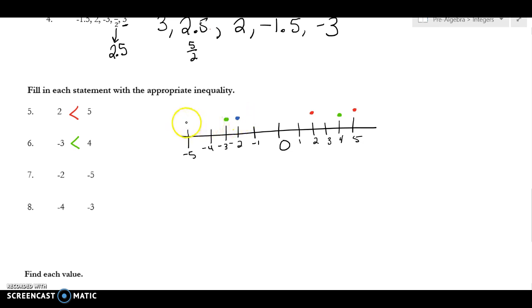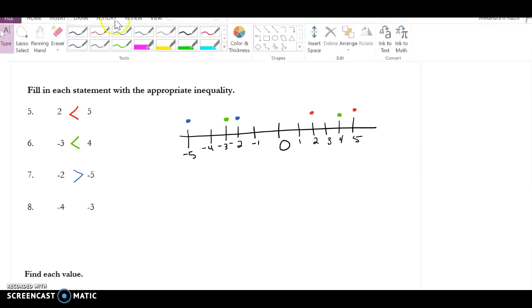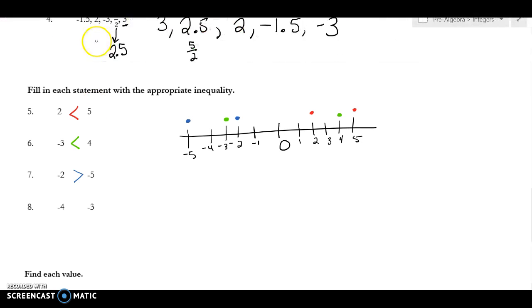Negative 2 and negative 5. Negative 5 is smaller, to the left, so I pointed to the negative 5, so it actually says greater than. And then my last one, negative 4 and negative 3. Negative 4 is more to the left, so it's less than again. So again, if you need your number line, draw a quick number line, and whichever one is farther to the left, that's the one that it points to. Whichever one is at the left, that's where the point's at.